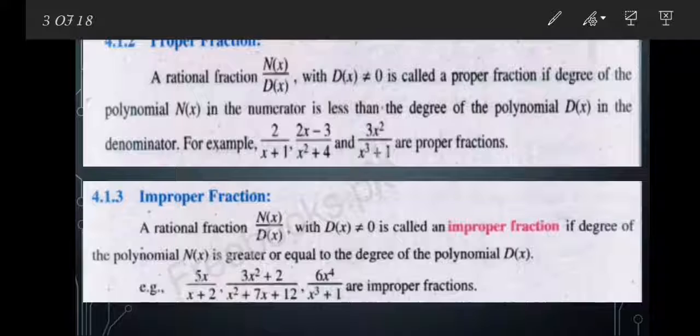Just look at the third example. Here in the numerator we have 6x^4, and in the denominator we have x cube plus 1. Here the degree of the numerator is 4 and that of the denominator is 3. Obviously the degree of the numerator is greater than that of the degree of the denominator, so that is why the fraction is an improper one.